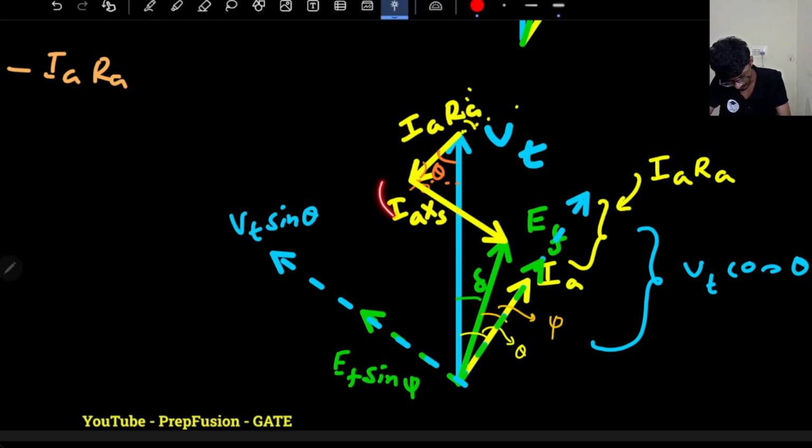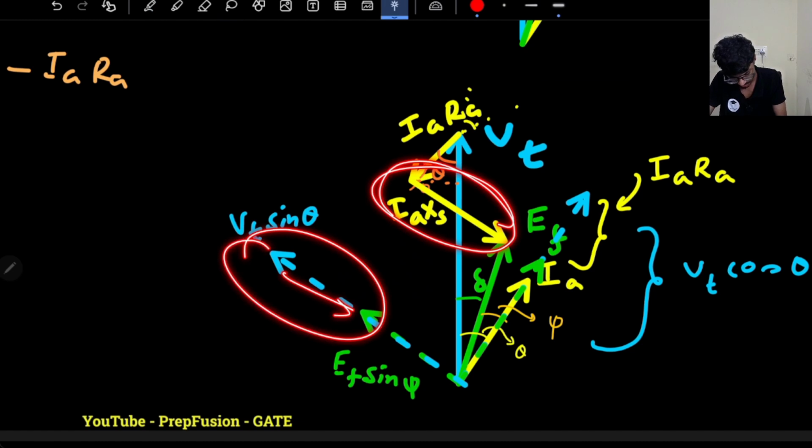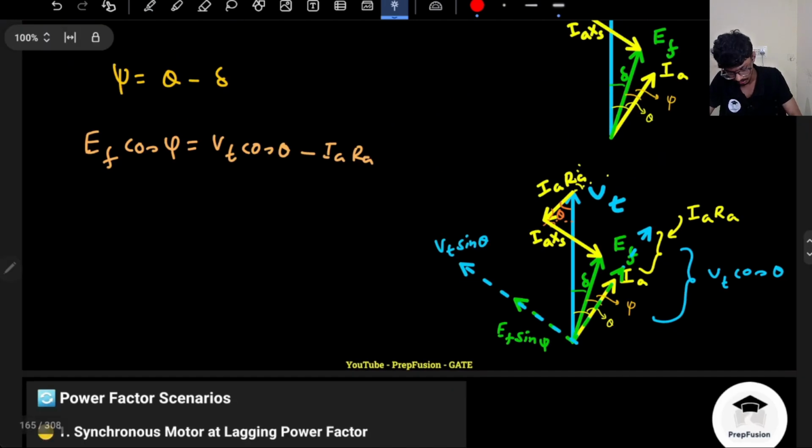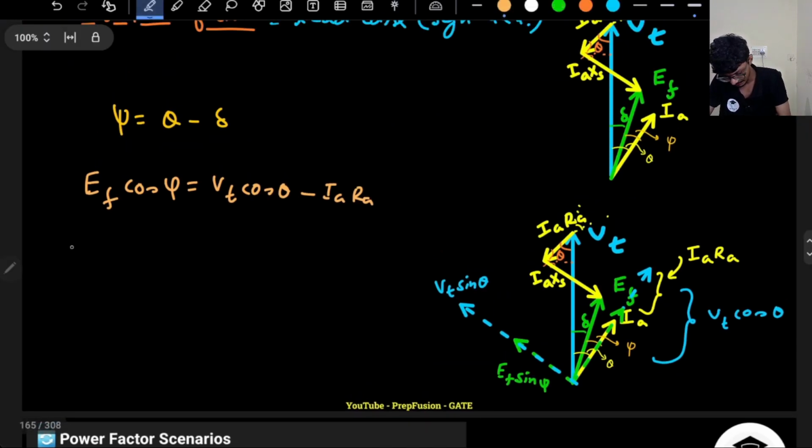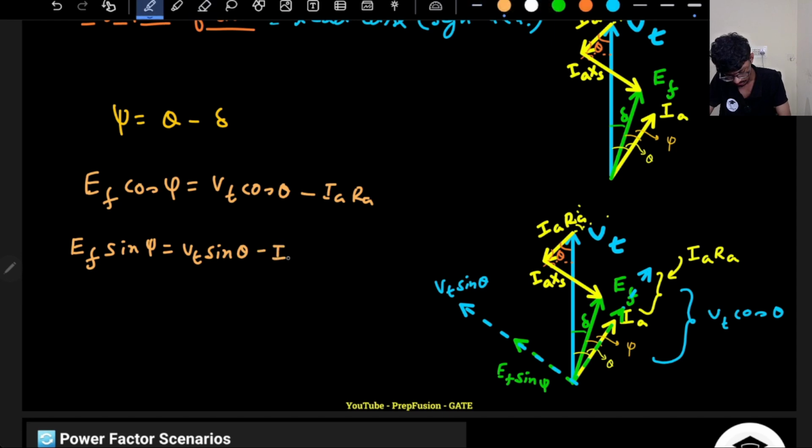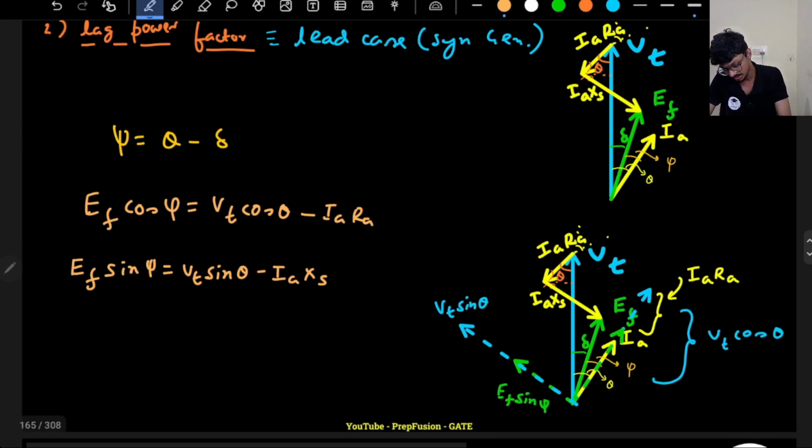And again the same thing, right? If you see this length, I_a X_s is getting subtracted here, so that I am getting E_f sin psi. So E_f sin xi equals Vt sin theta minus I_a X_s. Okay. So now can you simply find out what is E_f?